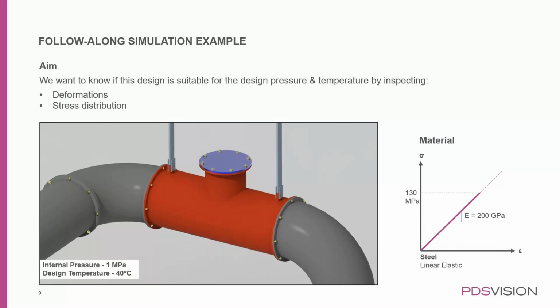Generally, this is a pipe network that I've designed, and we're going to focus on the red and blue portions of it, which is a pipe with a nozzle, and it's got a blind flange on top. It's supported above by an I-beam by these lugs on either side, and it's subjected to an internal pressure of 1 megapascal, and it has a design temperature of 40 degrees Celsius. The temperature load is quite small, but it's just for illustrative purposes in this case.